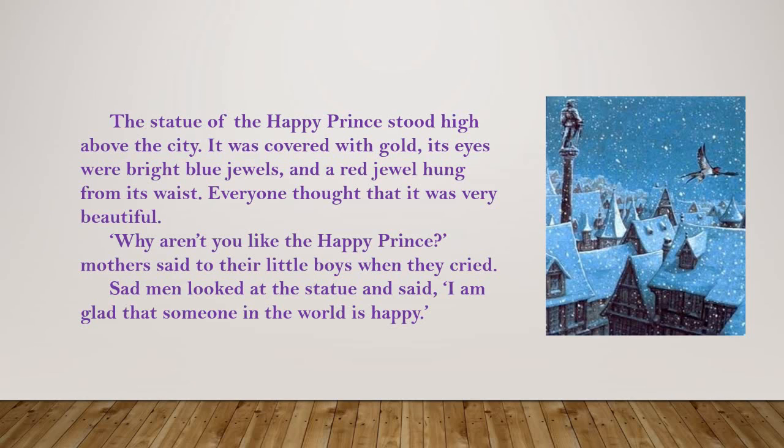So students, there was a statue of the Happy Prince, very high above the city, and it was full of gold, and its eyes were very bright, like blue jewels, and there was a red jewel hung beside its vest, and it was very expensive. Everyone thought it was very nice and beautiful, and everyone who saw the statue used to be happy seeing it. Mothers used to say to children who cried, why can't you be like the Happy Prince? And the people who were sad would look at the statue and say, I am glad that there is someone who is always happy in the world. So everyone thought, why can't children or human beings be happy like this Happy Prince?